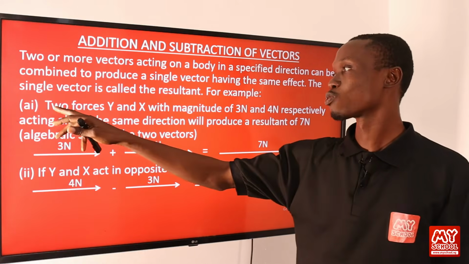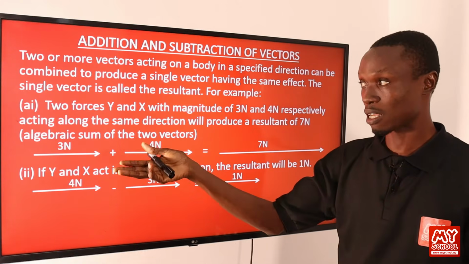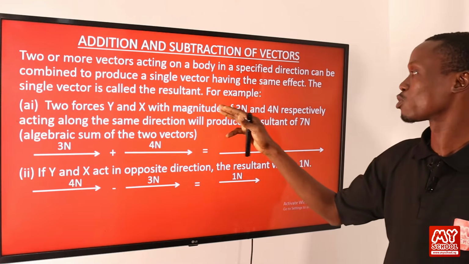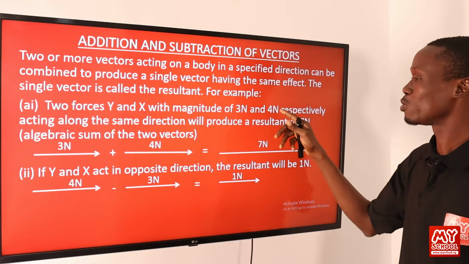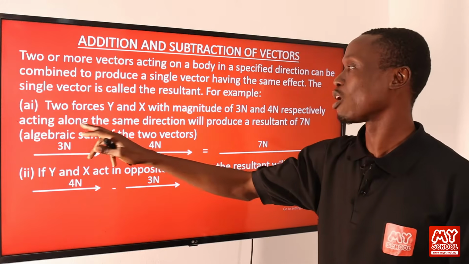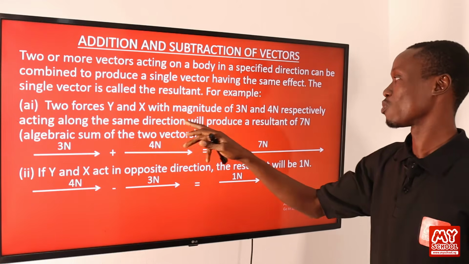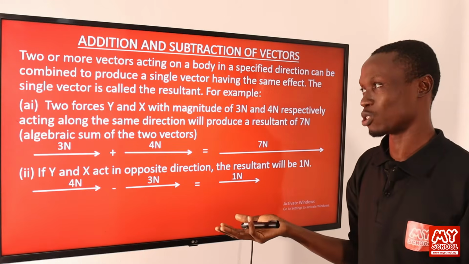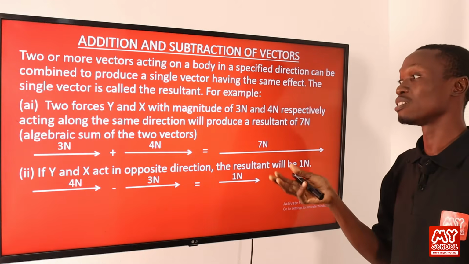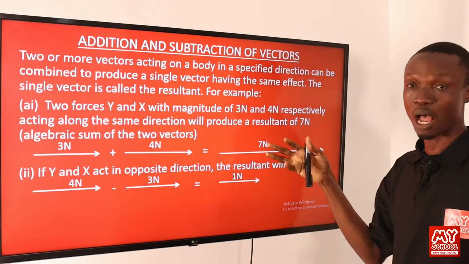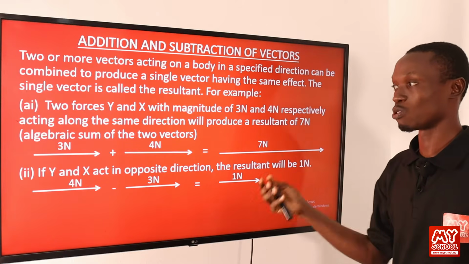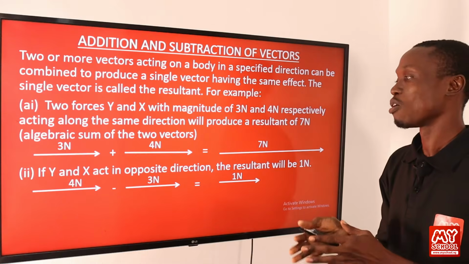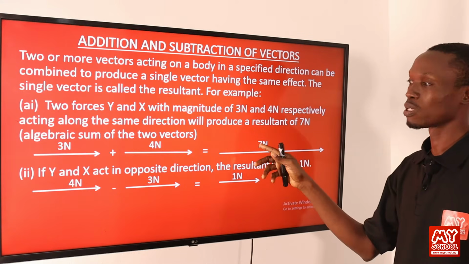Example 1: two forces, of course force is an example of a vector. Two forces, Y and X, with magnitudes of 3 Newton and 4 Newton respectively, acting along the same direction, produce a resultant of 7 Newton. As a rule, when two vectors are acting in the same direction, you simply add the two vectors together, and that is what you refer to as the algebraic sum of the two vectors. That will equal 7 Newton.